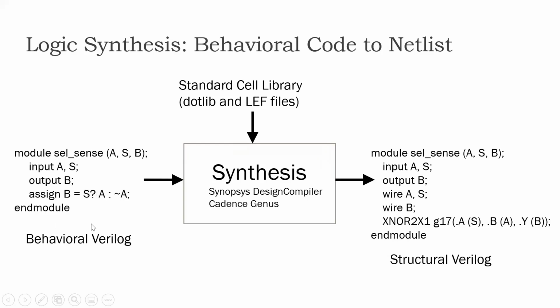The Verilog on the left is behavioral, the Verilog on the right is structural. The difference is that in the behavioral code, you don't see any standard cells. In the structural Verilog code, you actually see a standard cell instantiated. If the standard cell library has a 2-input XNOR gate called XNOR2, let's say, then it would instantiate that.